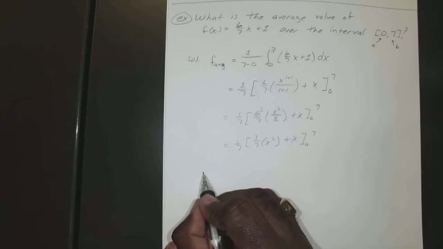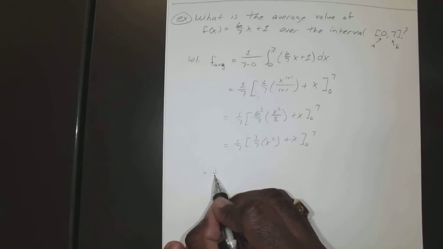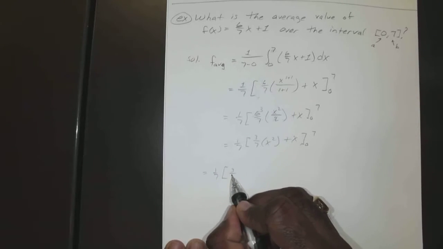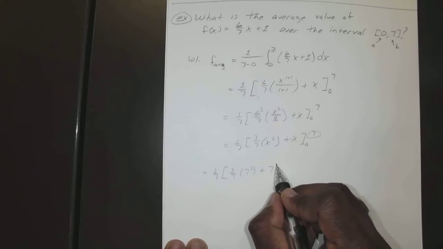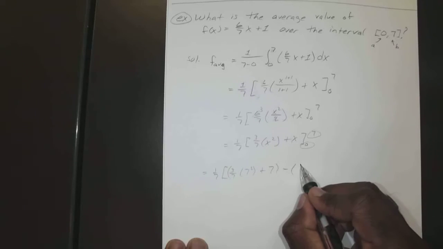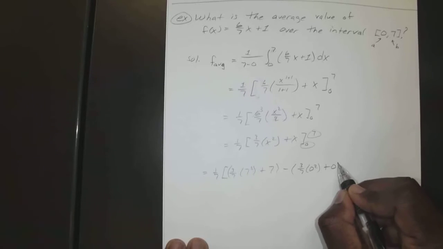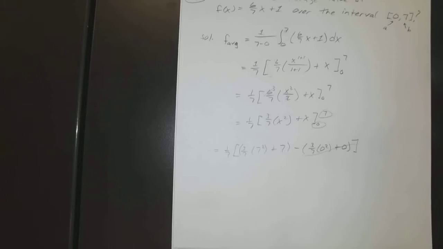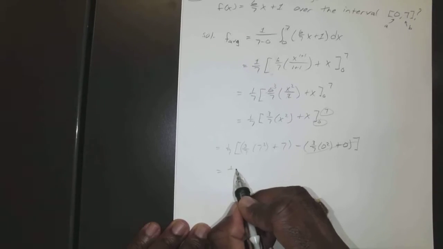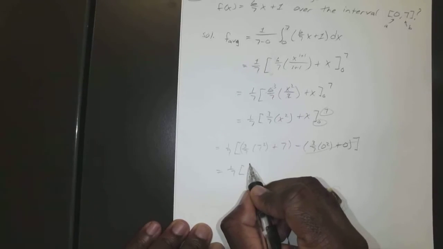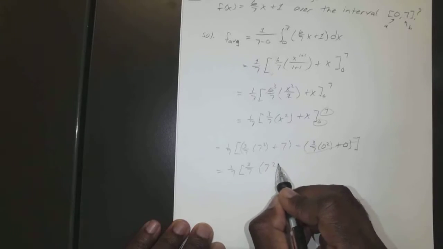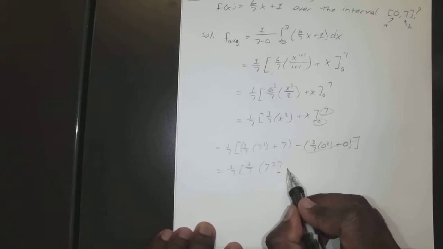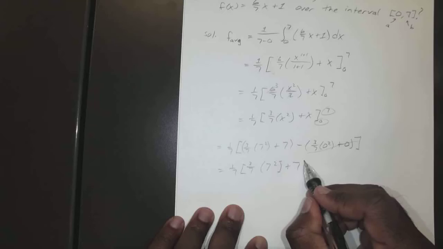Okay, so now we plug in our 7. Remember, that 1/7 is multiplied times that entire thing. So you have 1/7 times 3 over 7 times 7 squared plus 7, minus, now we plug in our 0, 3 over 7 times 0 squared plus 0. This just becomes 0, so that disappears. You can leave that as 7 squared, because the minute you distribute, it's going to cancel out anyway. Forgot the plus 7. And that's just 0, so you don't even have to count that anymore.